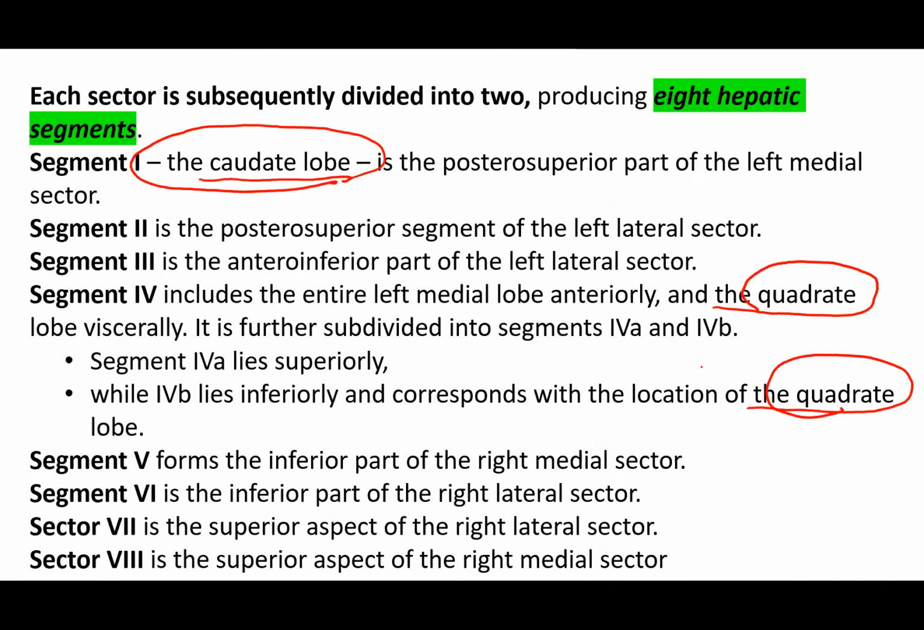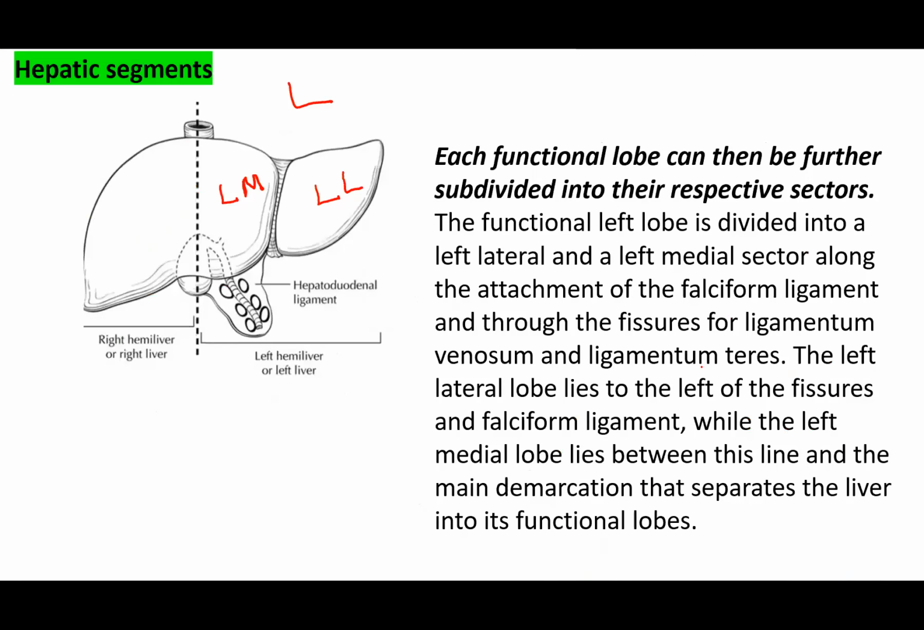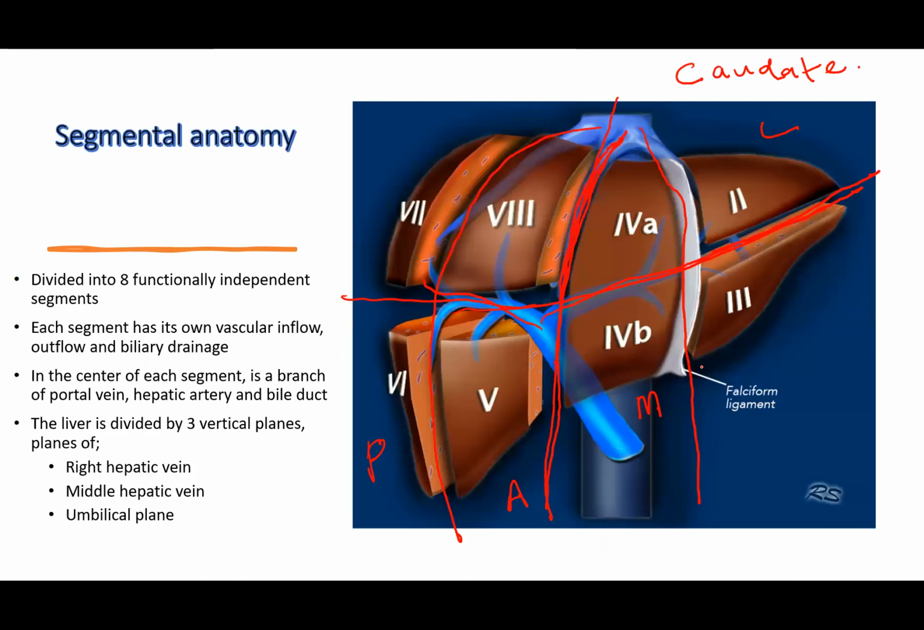Now, if you go back to this diagram, okay, you realize that there is a right hepatic vein, there is the middle hepatic vein, and there is the left hepatic vein. The left and the middle sometimes unite and drain together, then they drain into the inferior vena cava, while the right drains into the inferior vena cava.